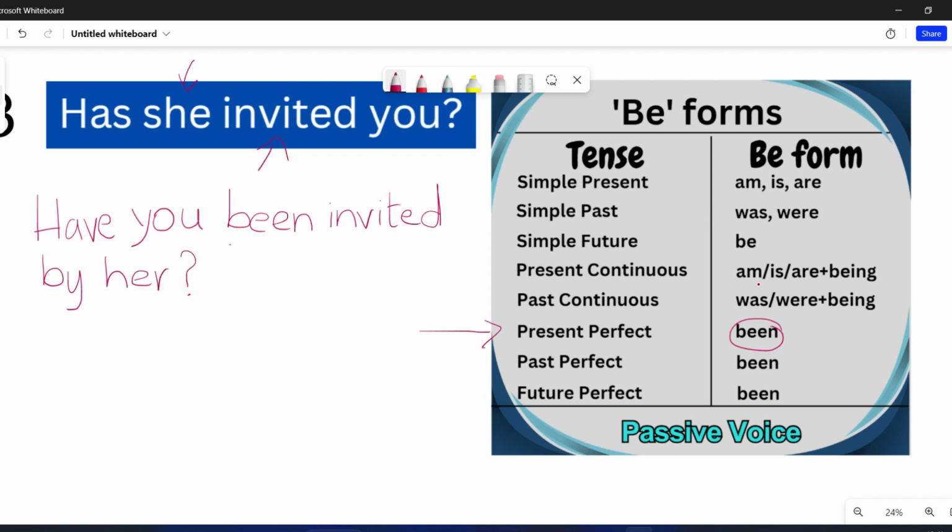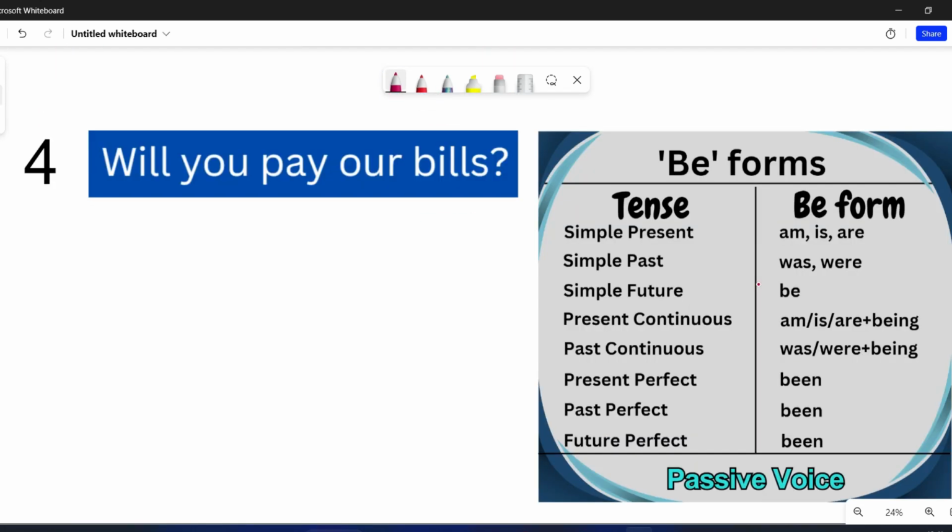Now let's move to the fourth one. Will you pay our bills? Now the subject here is you. Will you pay what? When you question the verb using what, you get our bills as the object. And now that our bills becomes the subject in passive voice. But I am not using uppercase letter. Look at this one here. I am using lowercase letter.